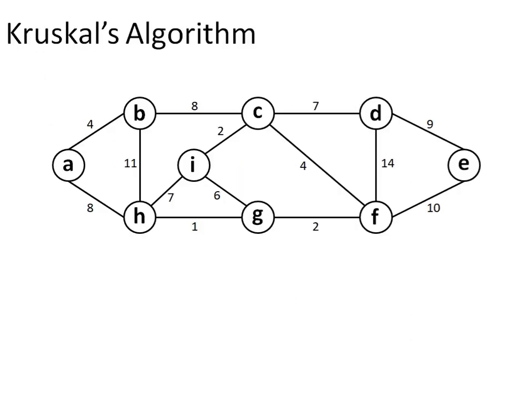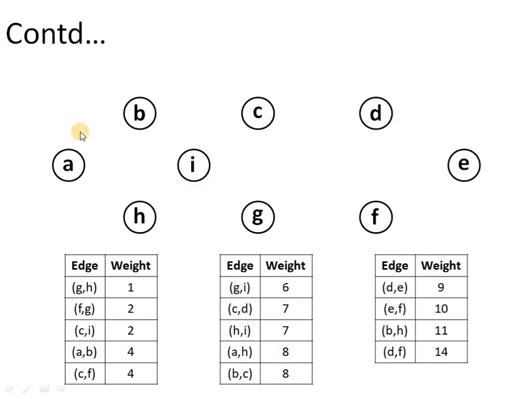So let's say this is the graph for which we have to determine the minimum spanning tree using Kruskal's algorithm. The steps which we have to follow are, we have to first create a forest of all the vertices which are present in a graph. That is, we have to put every vertex in a different tree.